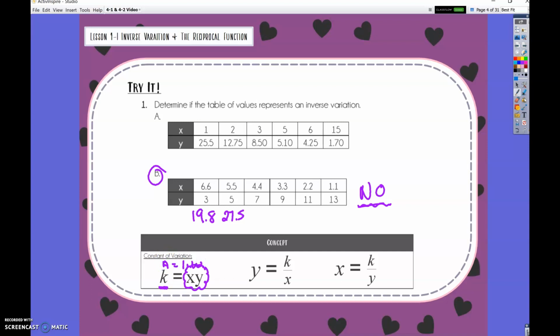There'll be other things in the real world that represent inverse variation, but for now, just remember that k is what we call our constant of variation, a fancy word for the constant that each set of inverse variables should multiply to. And again, these are the same formulas, just solved for various variables.